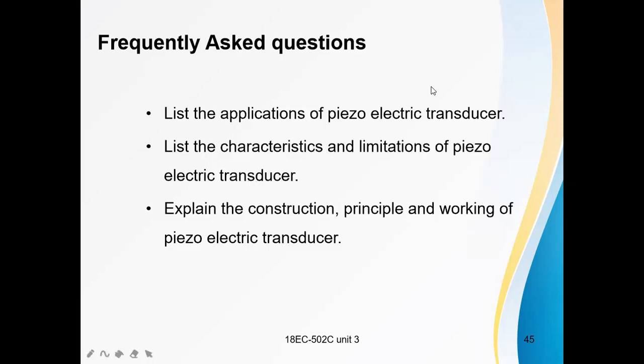In this session, we discussed mainly two topics. One is the piezoelectric transducer, and another one is the thermocouple. Both are active transducers. The piezoelectric transducer works on the principle of piezoelectric effect, and the thermocouple works on the principle of thermoelectric effect. What is piezoelectric effect?